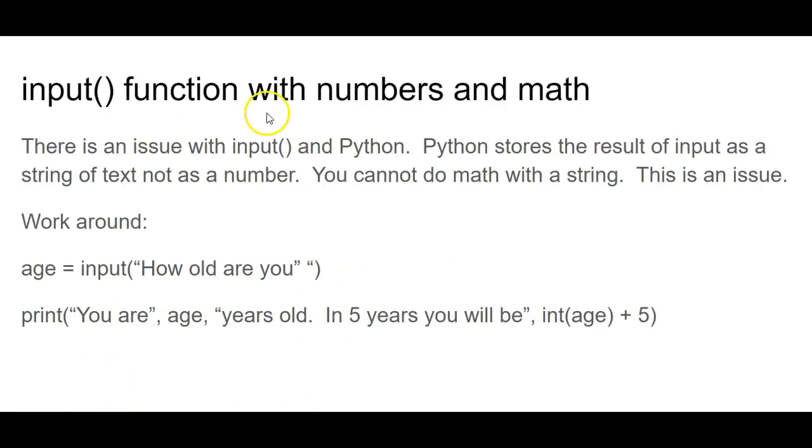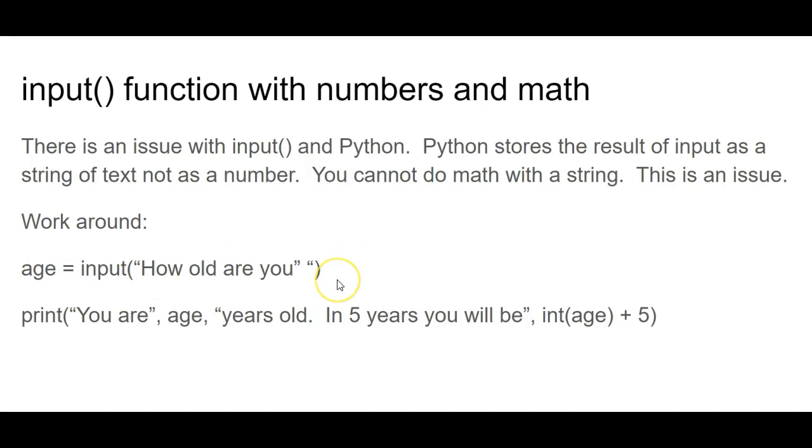Simple. Using the input function with numbers and doing math, this is an issue with input and Python. Python stores the result of input as a string of text, not as a number. You can't do math with a string. You can't say Dennis plus Fred equals something. There is a workaround. You could do something like this.